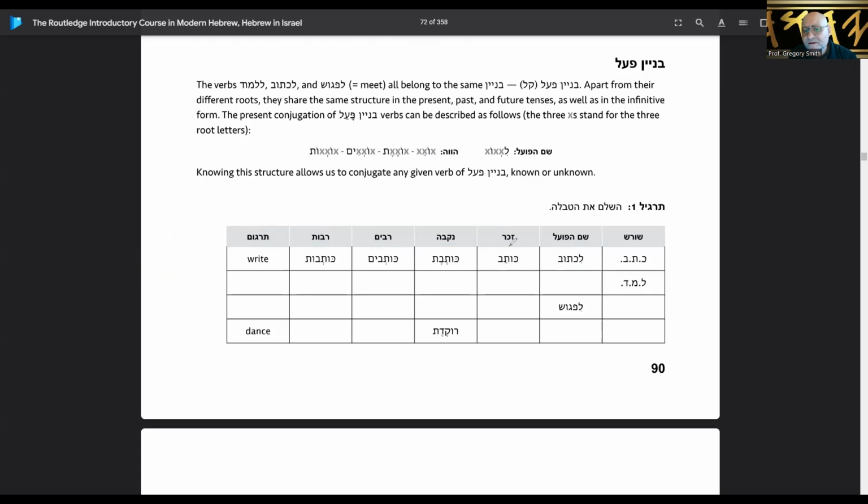Okay, so basically going back here, so kotev. If you were to say hu kotev, you would say he is writing. How about kotevet? You could say he kotevet, she is writing. How about this? Anachnu kotvim, we are writing. Why would you use anachnu? Because remember, anachnu can include women or men together. So it defaults to kotvim, unless you know specifically that we refers to just women and no men.